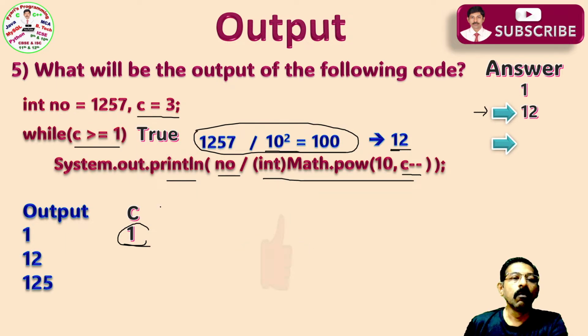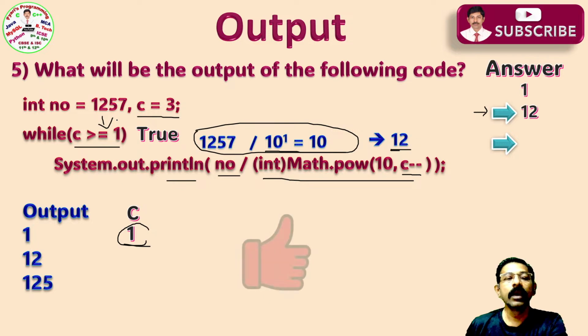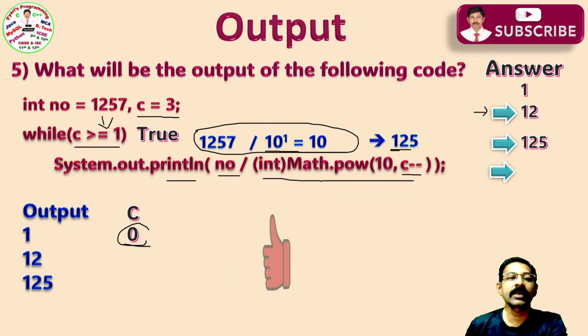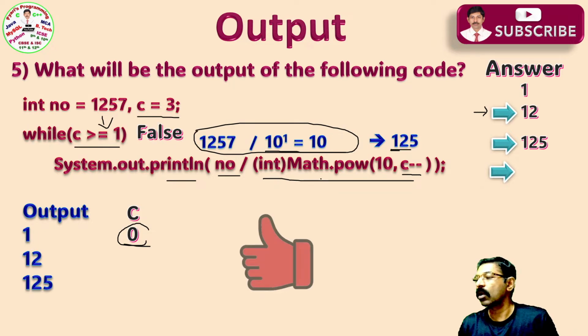Next, 1 is greater than equals to 1. Because of this equals to, it is true. Next, I will evaluate this one. 10 to the 1 is 10. After dividing, I will subtract it to 0. Then the value is 125. Then display 125. Then next line. Then 0 is greater than equals to 1. It is false. Those who have not given the answer, for them, this is the explanation.